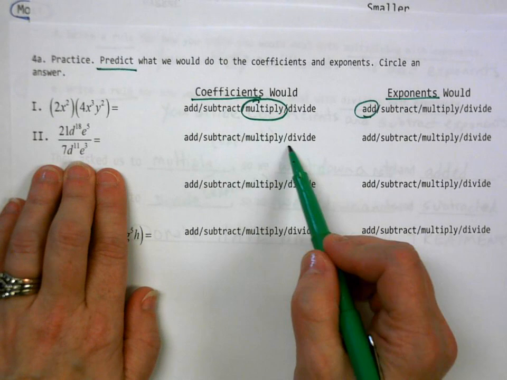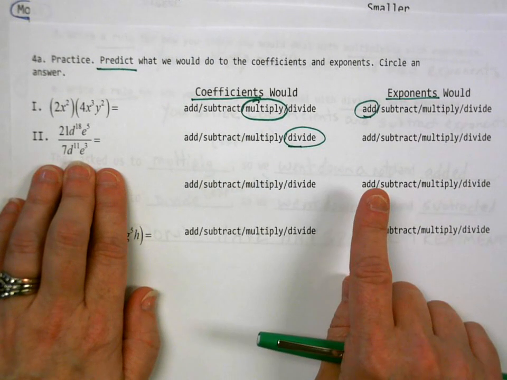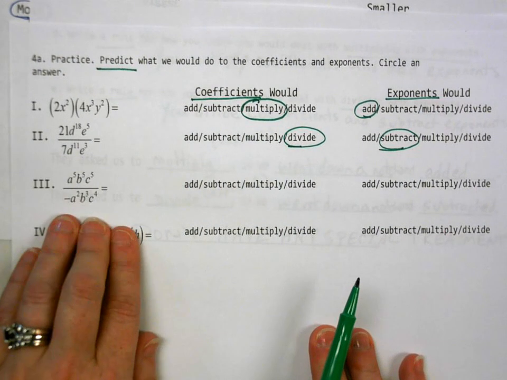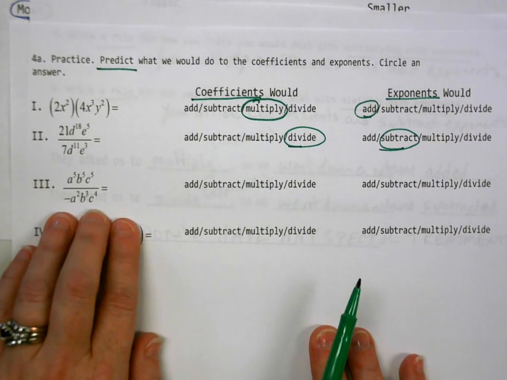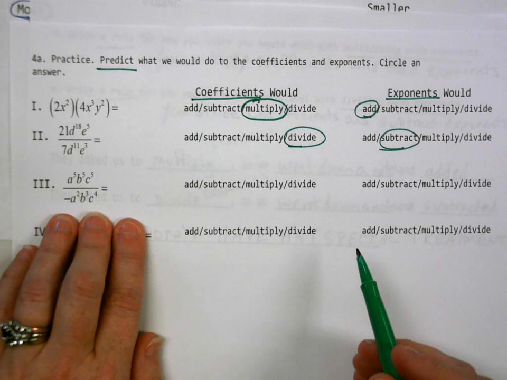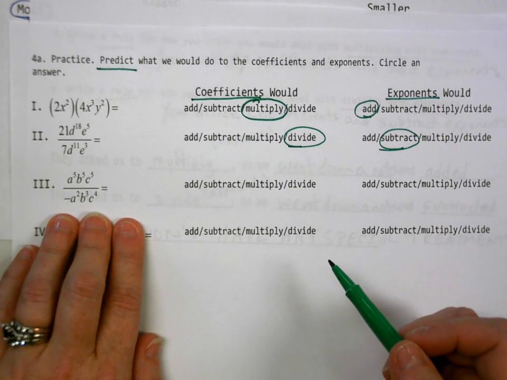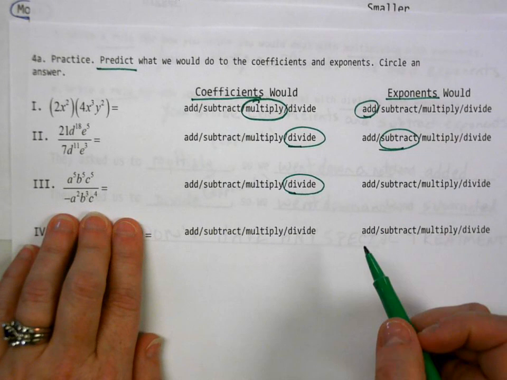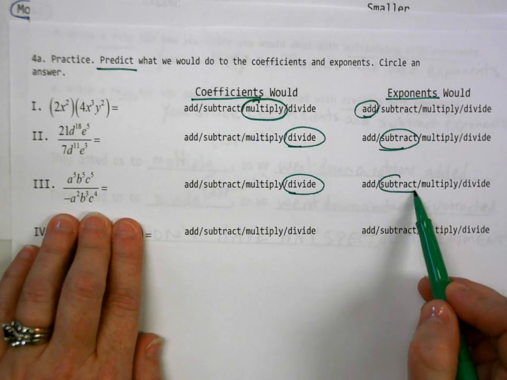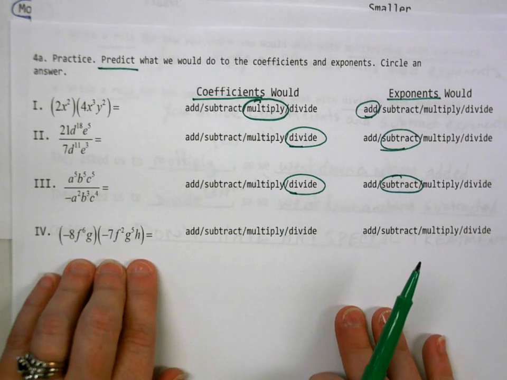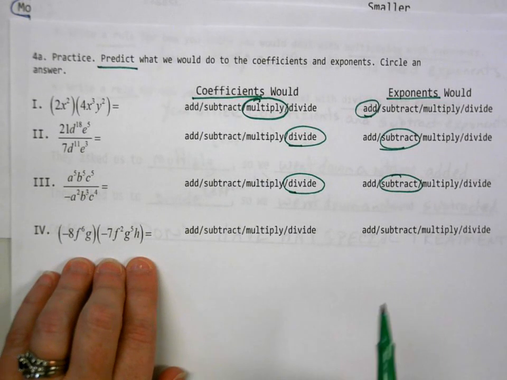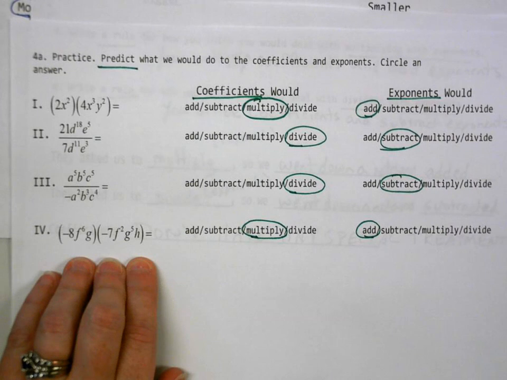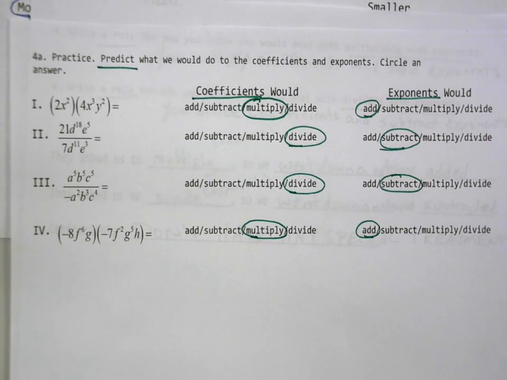Okay, when I'm dividing, what happens to my coefficients? They get divided. What happens to my exponents? Subtracted. Okay, another division problem. What happens to my coefficients? My coefficients divide and my exponents subtract. And I'm multiplying on this one. Multiply my coefficients and add my exponents.